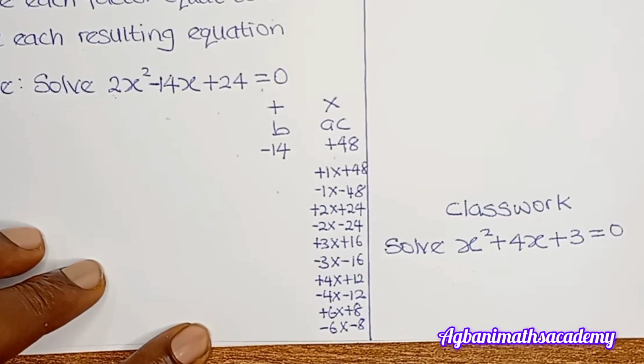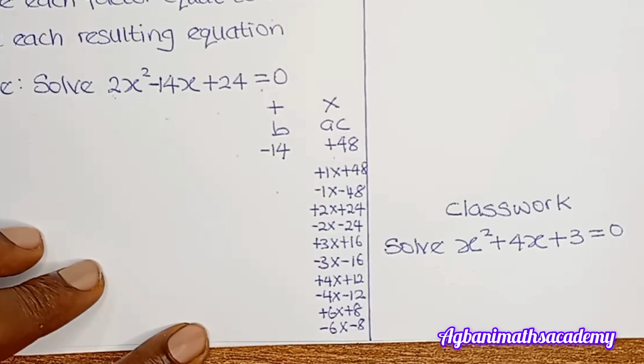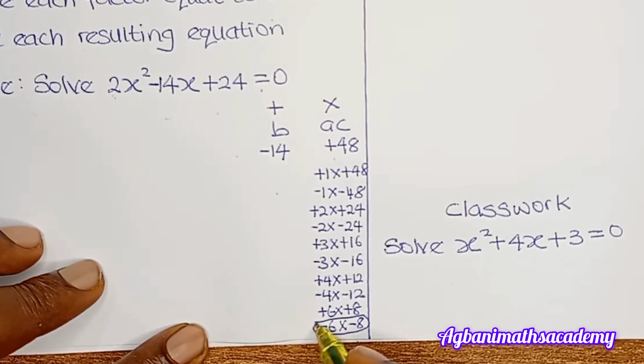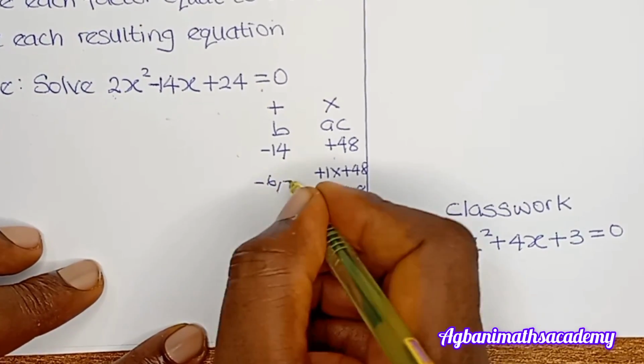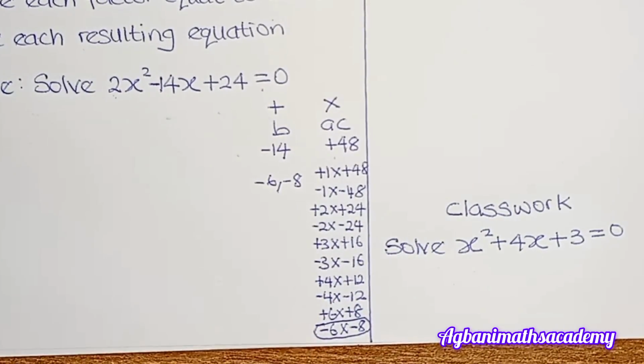But among all these numbers, the only pair that will add to give us minus 14 is minus 6 and minus 8. Minus 6 plus minus 8 gives us minus 14. This is the set of numbers we are looking for: minus 6 and minus 8. So what we are going to do is replace minus 14x with minus 6x minus 8x. It is the same as minus 14x. Our target is to split minus 14x into two terms so we can factorize by grouping.